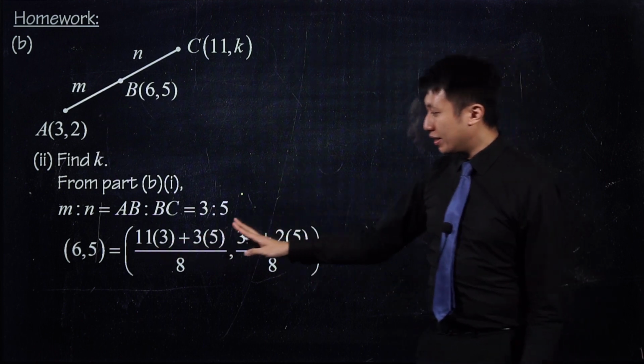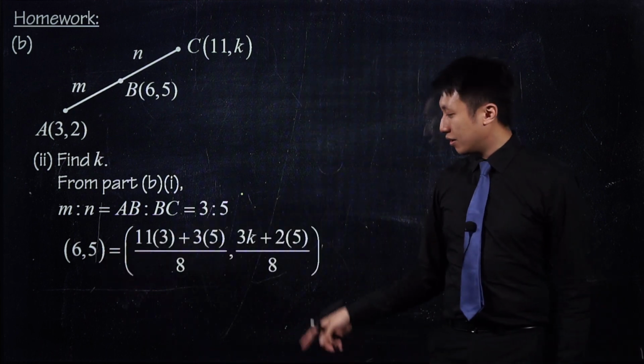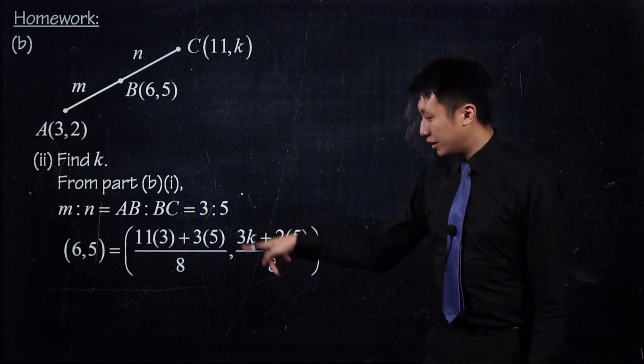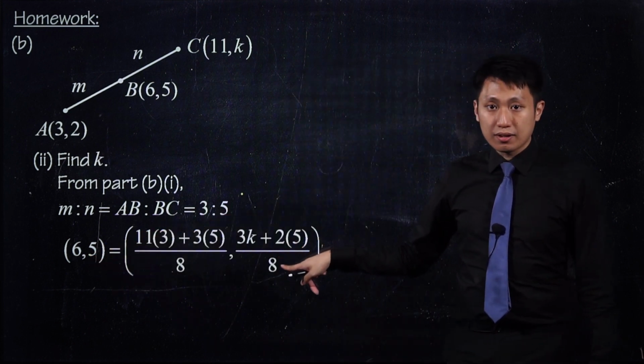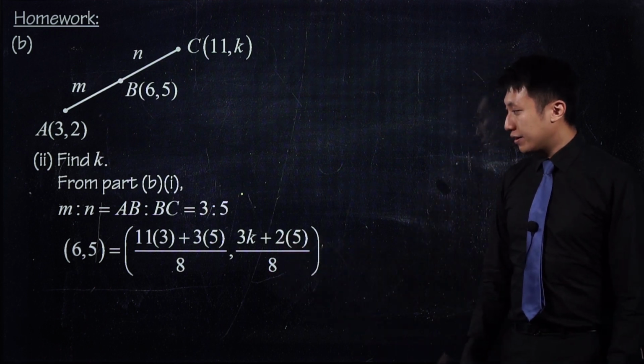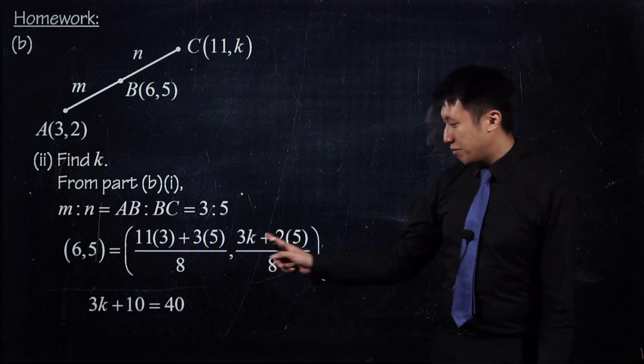Now we don't need to care about this part already, because this part is just equal to 6. You don't care. You need to find k here. So this part is the thing that you want. If you want to substitute, you can substitute this part, then it's sufficient. Okay, write down. Then you can see that 40 is equal to 3k plus 10.